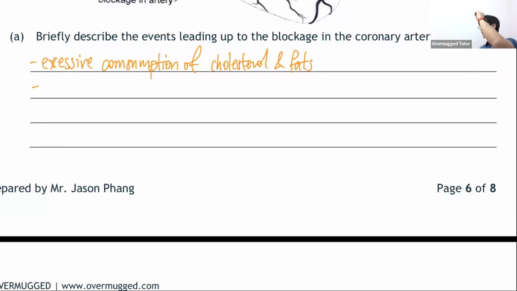This is the coronary arteries. They start to stick, they start to deposit on the walls of the artery. Okay? CA, coronary arteries.